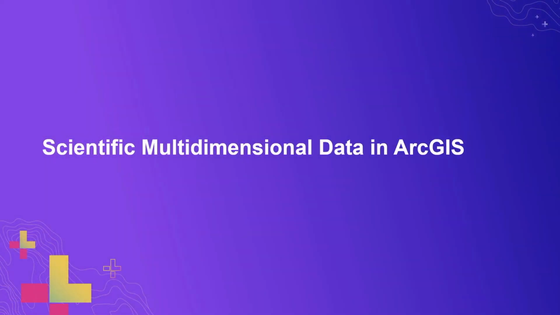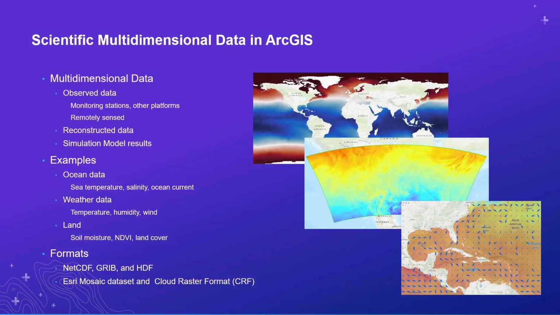So let's talk about scientific multidimensional data in ArcGIS and what does it mean to us. What do we mean by scientific multidimensional data? This data changes over time or over depth or any other dimension. Some of the examples of this data are observed data from monitoring stations and other platforms. It could be remotely sensed data. Some of this data are observed and then reconstructed using statistical methods to fill in the gaps. So we call it reconstructed data.